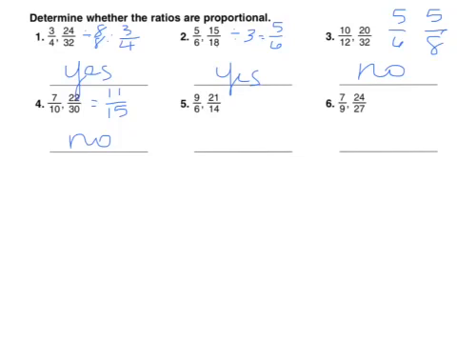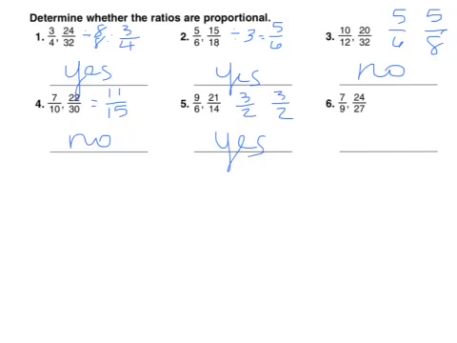Here I've got 9 over 6 and 21 over 14. Notice that these two ratios look like improper fractions, but remember these are ratios, so that is just fine that they look like that. I'm still just going to go ahead and simplify each of those. So 9 over 6 can reduce down to 3 over 2. And here 21 over 14, well, what goes into 21 and 14? Well, 7 can, and I end up with 3 over 2. So yes, that is a proportion.